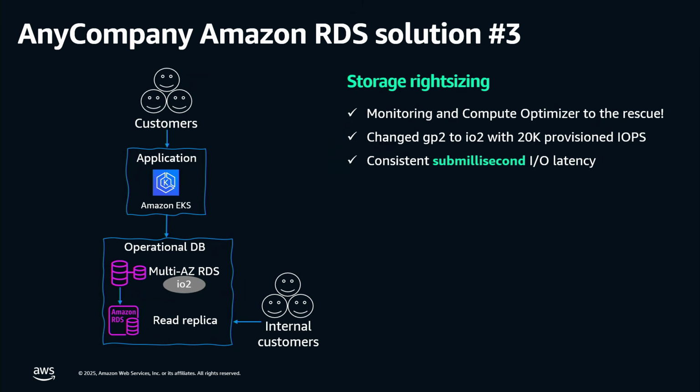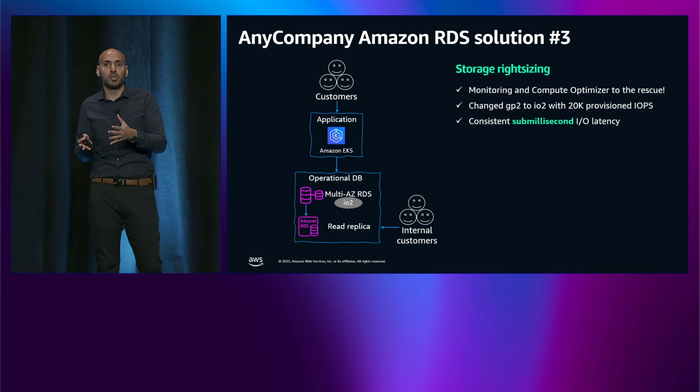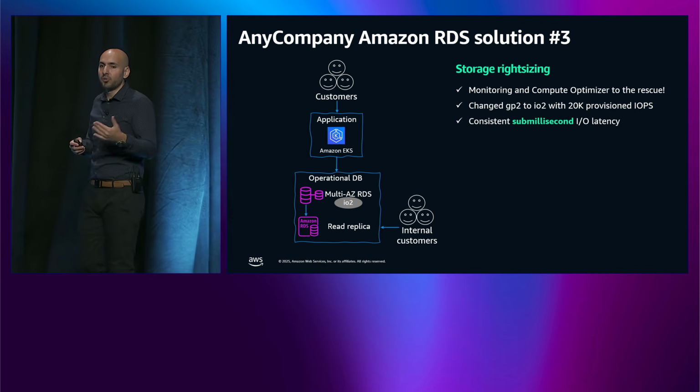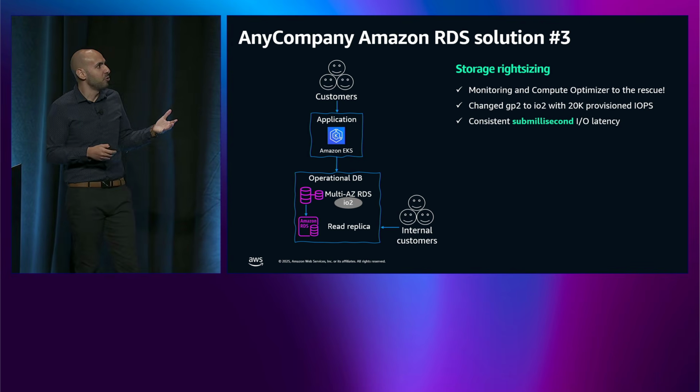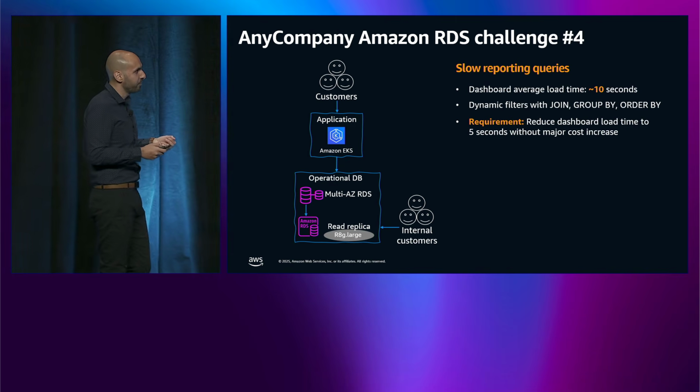So the solution here was to use right sizing for the storage. We talked about compute right sizing, but we can also do storage right sizing. And now the company decided to move to IO2, and that allowed them to achieve consistent sub-millisecond IO latency for the workload.